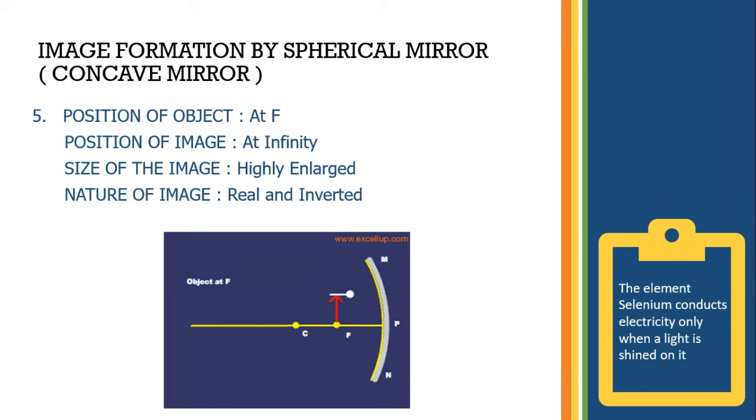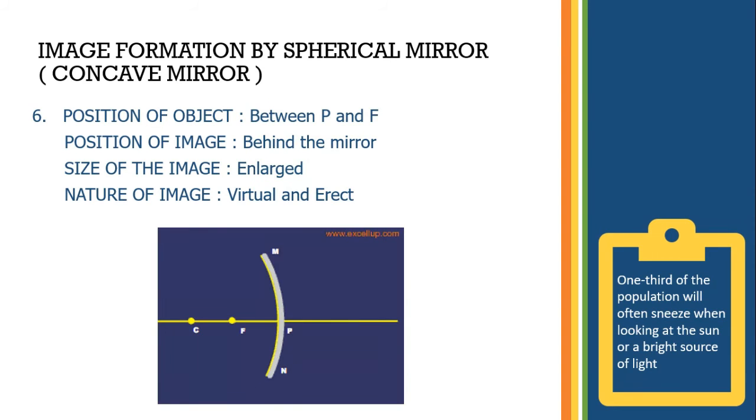So let's go to the last and very important observation. Now if the object is between pole and focus, the image formed will be behind the mirror. Why? Because in real life it will never be able to meet. You can see the lines of the reflected ray. Just wait, I will show you.